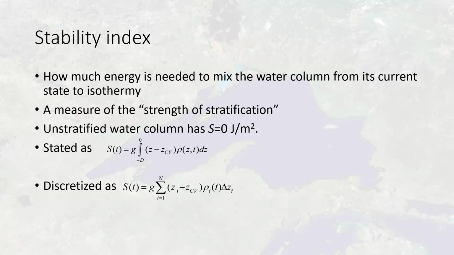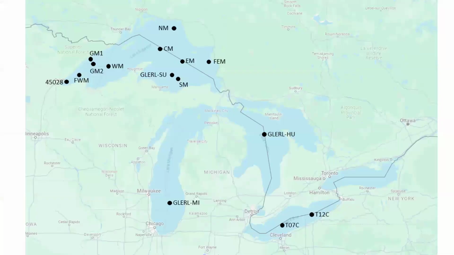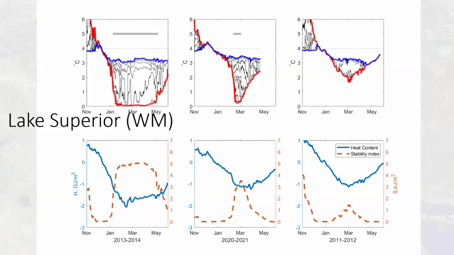Okay, now I'm going to walk through a few lakes. Here's the map again, apparently. Here is Lake Superior in a cold, a moderate, and a warm year. You can see in the winter we get this long period of close to 0 degree water at the surface, with warmer water below. You can see the gray bar where ice forms. You can see the stability grow and then decrease, and the heat content decrease.